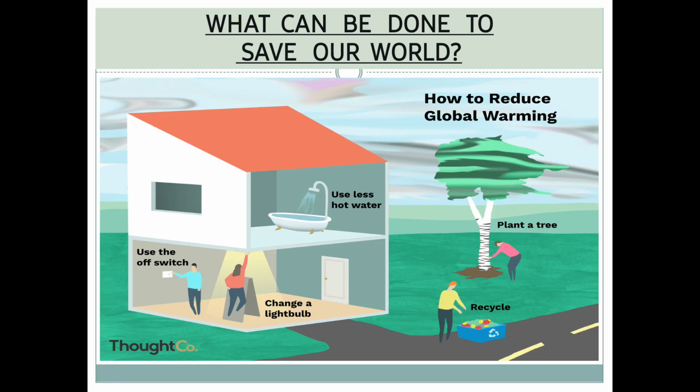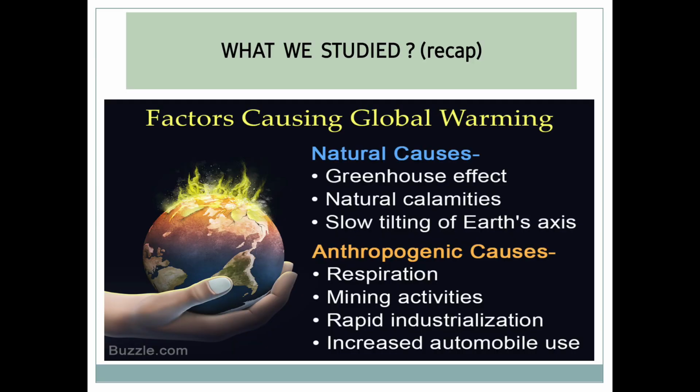Again, change a light bulb, use the off switch. Why? It means that without any unnecessary things, we need to save the electricity, we need to switch off the bulbs, we need to save the water, use less hot water. Again, for bathing or any other purposes, we will try to use less hot water also, so that we can help save the world.